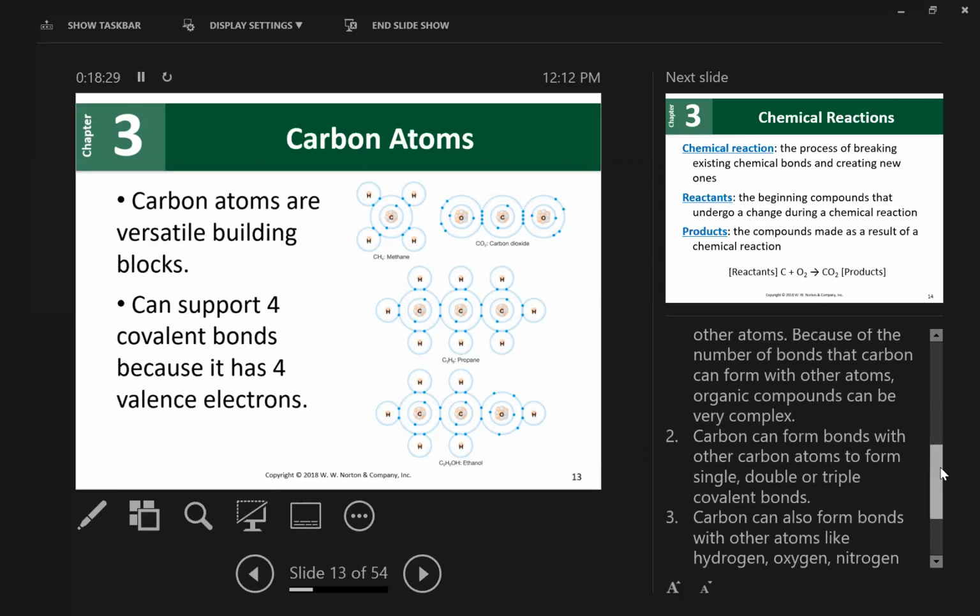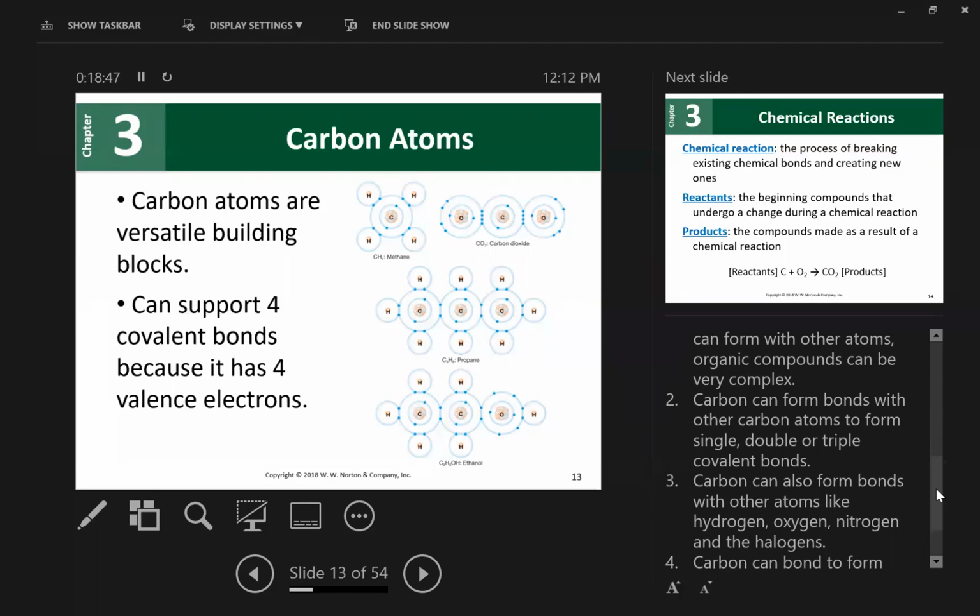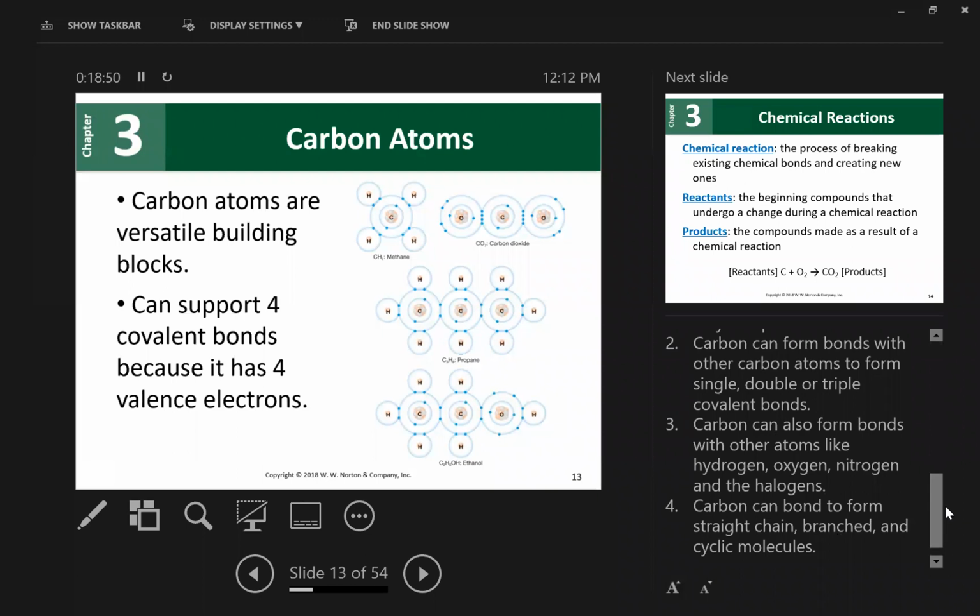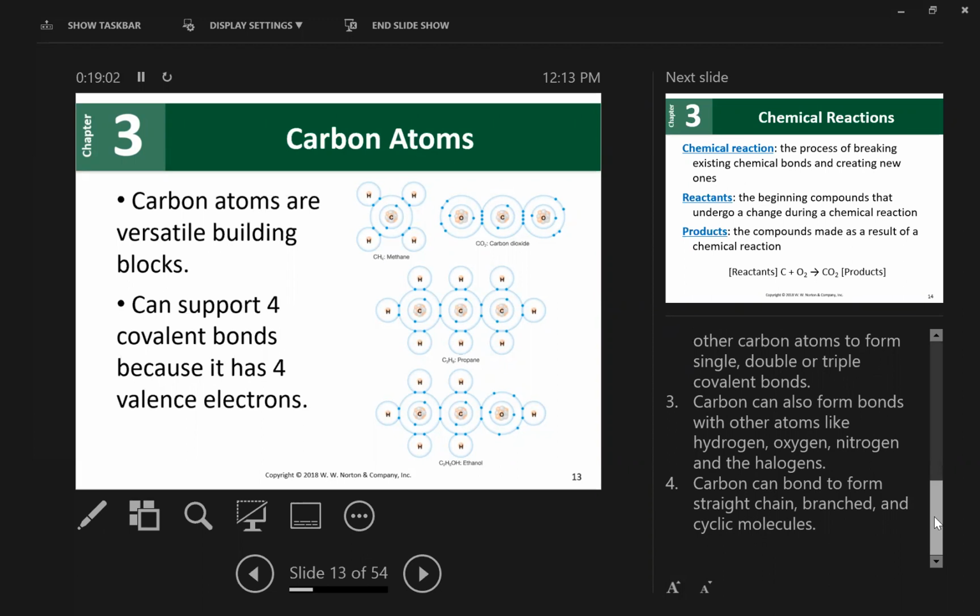Number 2, carbon can form bonds with other carbon atoms to form single, double, and triple covalent bonds. Carbon can also form bonds with other atoms like hydrogen, oxygen, and nitrogen. Number 4, carbon can form in a straight chain, it can be branched, or it can be in cyclic molecules. This is all really important because how those molecules are formed is how they're going to be useful in what that molecule needs it to do.